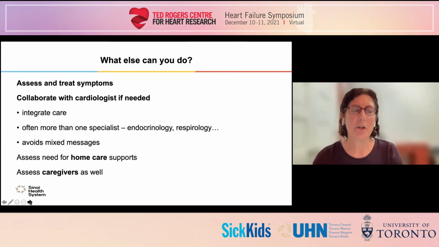Assess also their need for home care supports. That can be very helpful for preventing exacerbations. Nursing and PSW support can help with daily weights and with identifying symptoms before people get so bad that they need hospitalization. And also assess the caregivers as well. A lot of these patients are elderly and their caregivers are elderly and are really struggling.